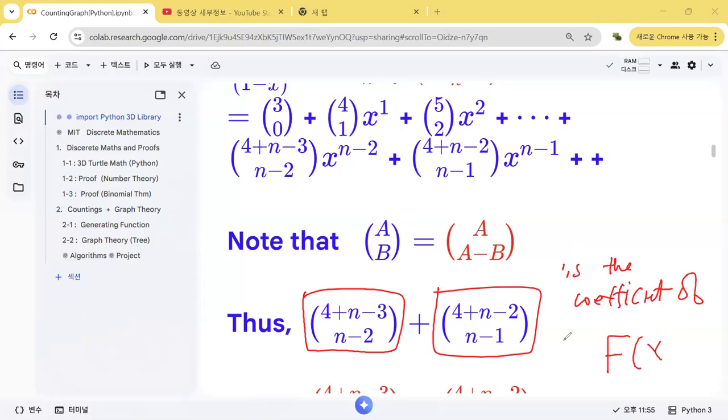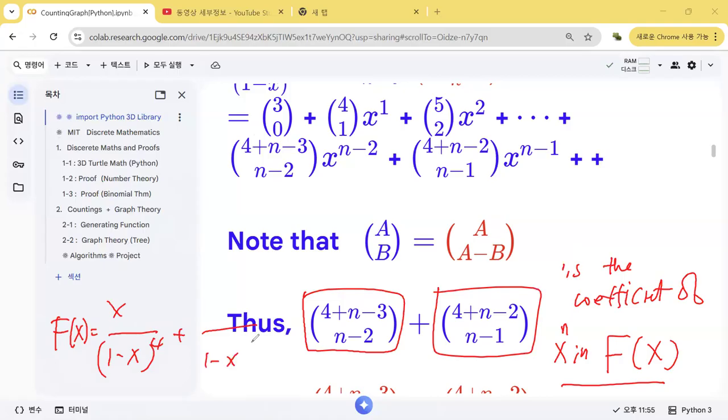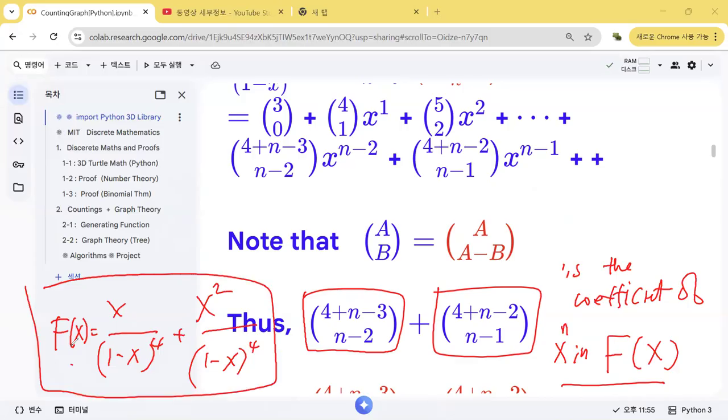Okay. Coefficient of x^n in f(x). So f(x) is, again, this one is (1 - x^4) plus (1 - x^4)^2. So for the power series of this function, when we want to find the coefficient of x^n in f(x), there is already x and there is already x squared.